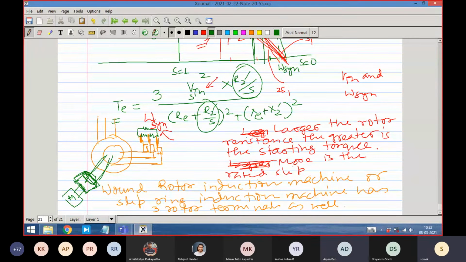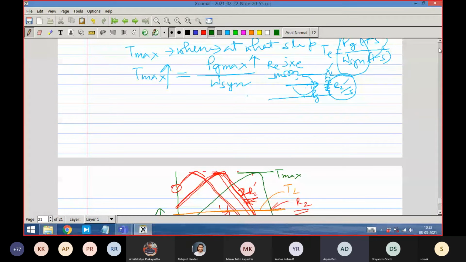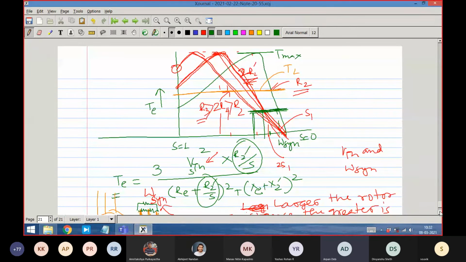Sir, if we see the torque expression, for the starting torque S will be 1, right? The numerator is dependent only on R2, and the denominator is dependent on R2 dash as well. So if we increase R2 dash, the denominator will increase at a faster rate than the numerator, so the starting torque should decrease. From the expression, it seems it should decrease if we increase R2 dash.